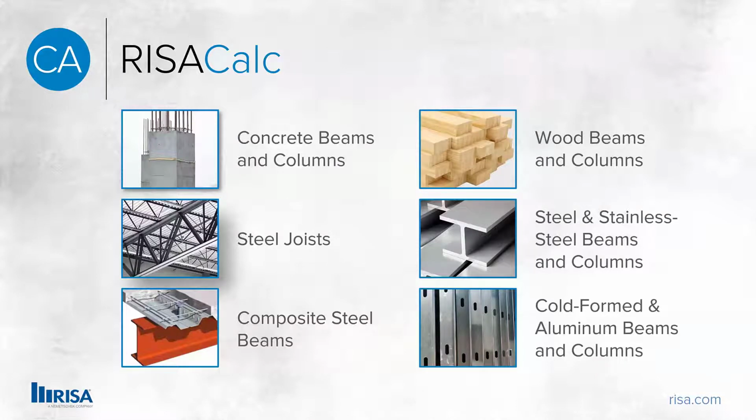We also have wood beams and columns, again in the US and Canadian codes. Steel and stainless steel beams and columns, and then finally cold form and aluminum beams and columns. And so really a wide range of materials, a wide range of component types that you can do. And like I mentioned before, we do have some other code types other than American codes and Canadian codes. There's, for instance, the Mexican code for the cold form steel and the Saudi or Indian codes for concrete. So different things that you can use, but mainly for the US and the Canadian codes.